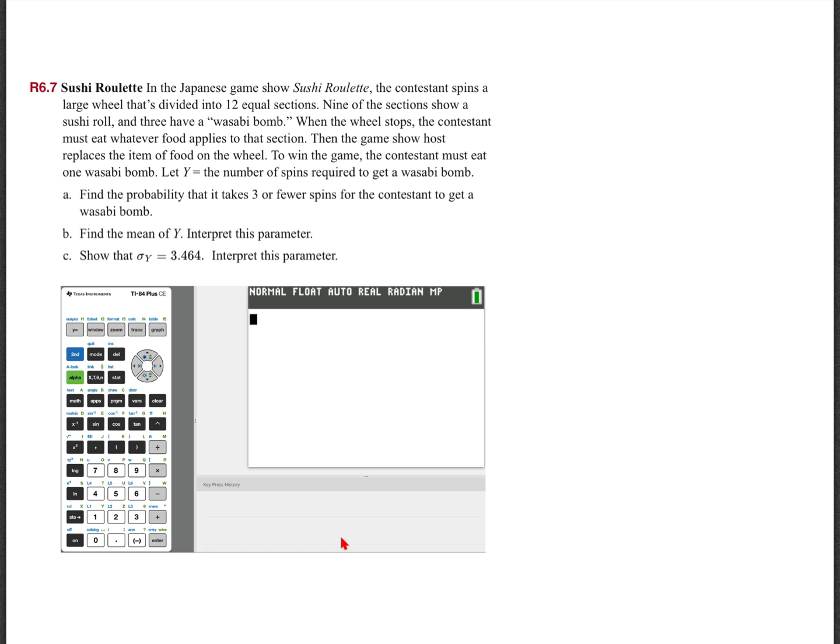Okay, so this one is geometric. Okay, we can do BITS real quick. So you win by it landing on wasabi bomb. So this is definitely binary because it either lands on wasabi bomb or doesn't.